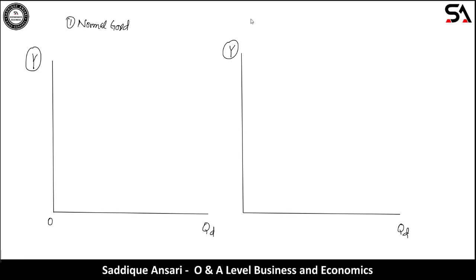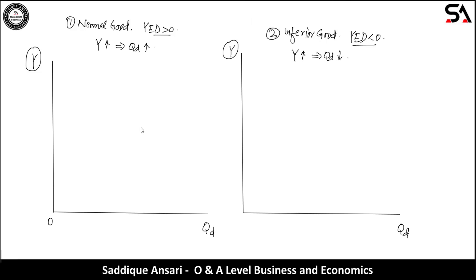And in case of normal good, the YED answer is greater than 0 or positive. It means when income will increase, quantity demanded will increase. And this diagram number 2 will be for inferior good, for which YED answer is negative. And in that case, when income will increase, quantity demanded of the good will decrease. Now how can we make these diagrams? This will be the diagram for normal good and this will be the diagram for inferior good.